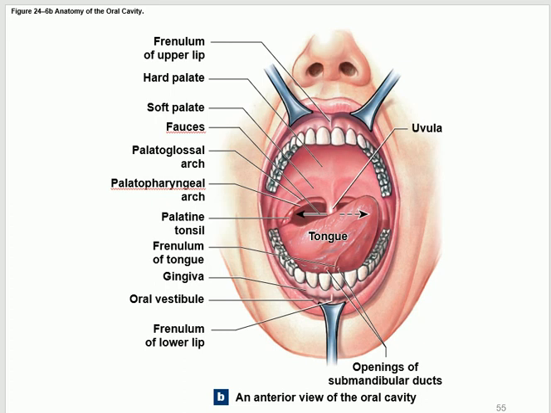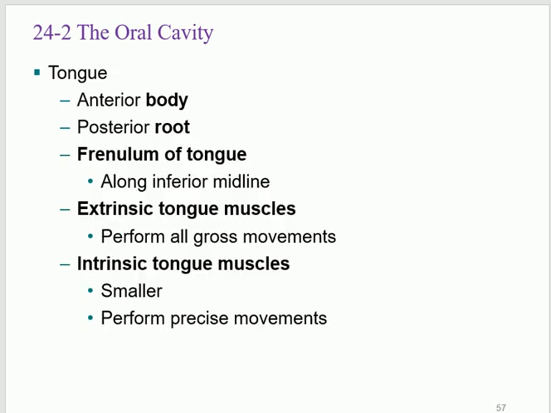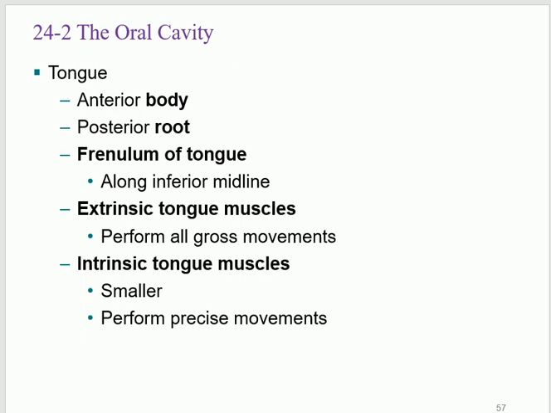Palatoglossal and palatopharyngeus. The name gave it away. Palatoglossal is between the palate and the tongue. Palatopharyngeus is between the palate and pharynx. Tongue, here is a secretion: lingual lipase. Lingual lipase. When you see secretion, it's even bold. Okay? So I have to know it. Lingual lipase. And what's the other one? Salivary amylase.